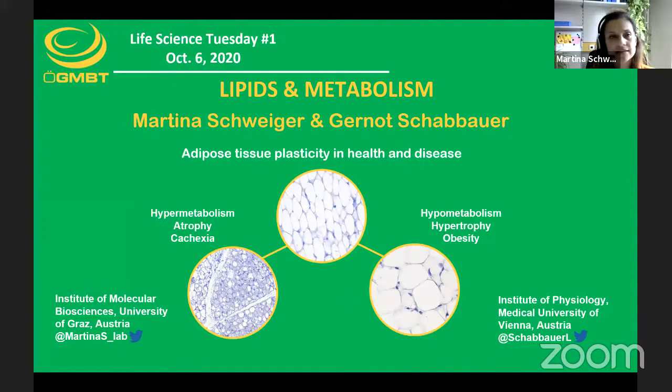We are investigating the communication between adipocytes and immune cells and neurons in adipose tissue and how a miscommunication between these cells contributes to disease development. And Gernot will now tell you what he is working on.